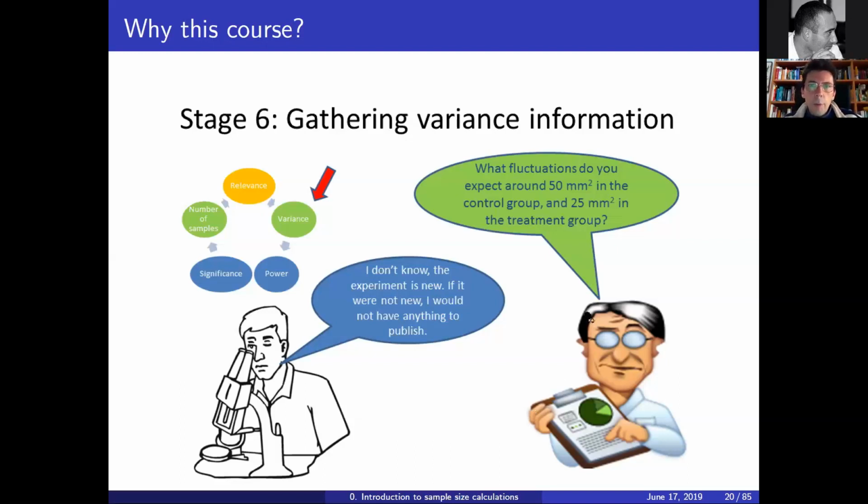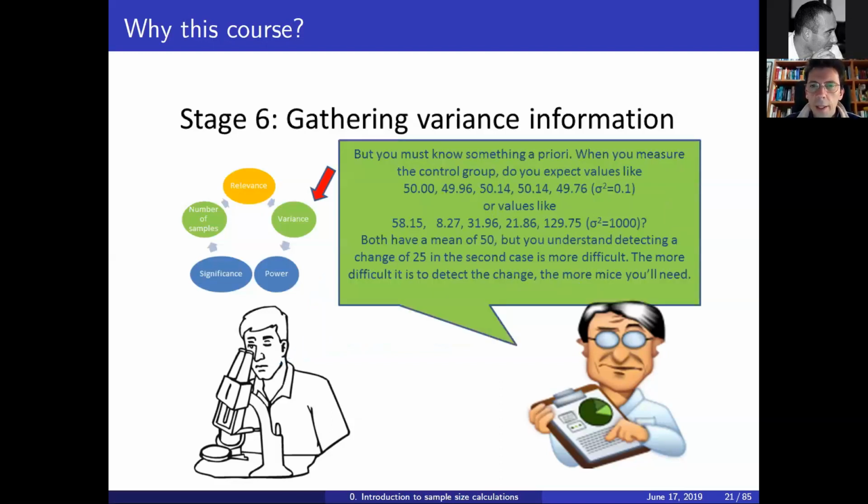So what kind of fluctuations do you expect in each one of the groups? I don't know. The experiment is new. If it were not new, I would not have anything to publish. So again, it seems like a stupid question, but actually he knows more than he thinks. So for instance, let's say that we have two situations. Do you expect that in the control group, the lesions are something like 50, 49.96, 50.14? So all these numbers are very close to 50. The average is 50, but they are very close to 50.